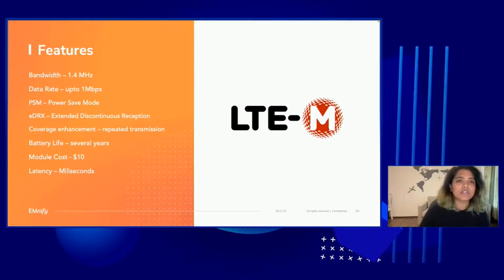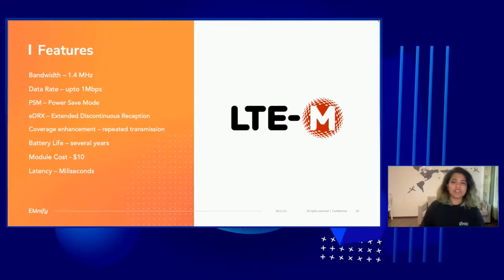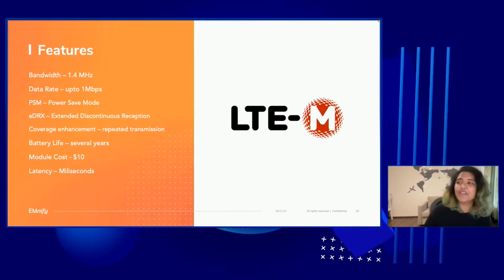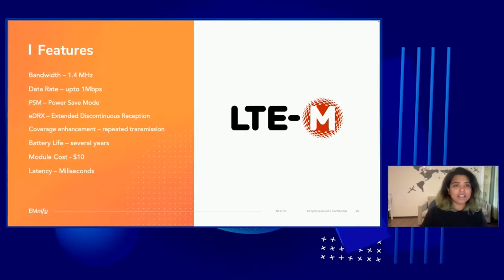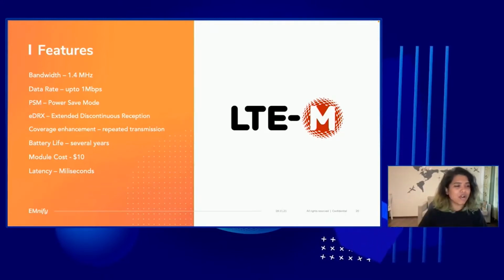Now they introduced two new features called PSM and eDRX. What they mean is, when you have a cellular device, it needs to tell the tower or the network it is connected to that, hey, I'm alive. So it sends these messages called tracking area updates, or TAUs. And it says, hey, I'm awake, I'm alive.